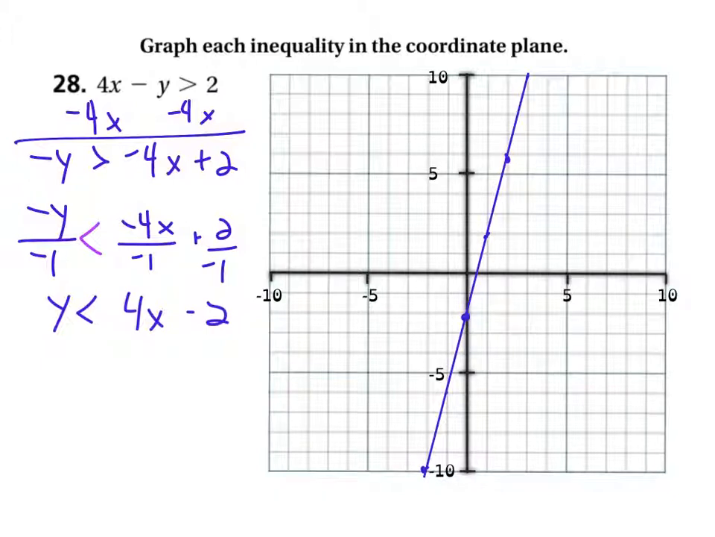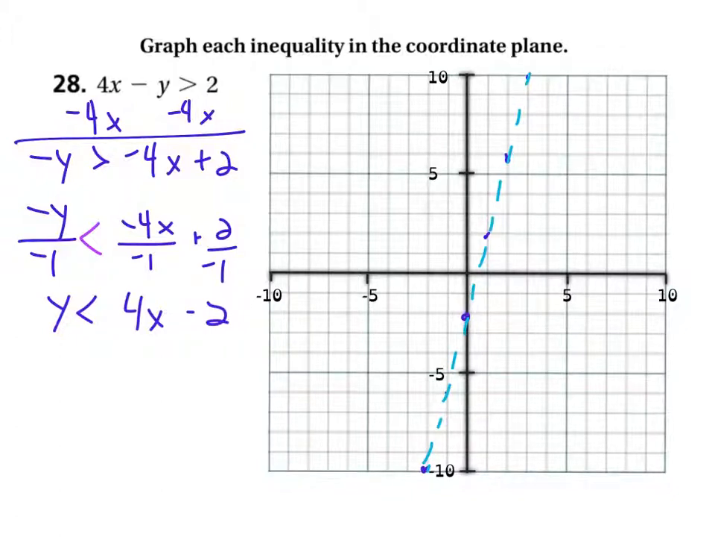Now, do we include this line? Does it say "or equals"? It does not say "or equals." So we're going to have to put a dotted line where this line is. I'm going to do that first, and then we'll figure out the rest. So there's our dotted line, and then what does it say y is? Y is less than this line.